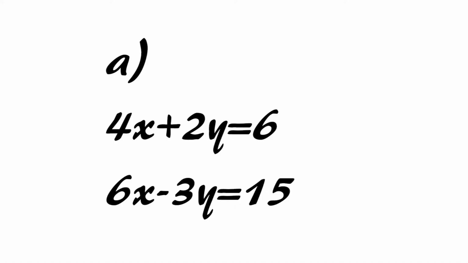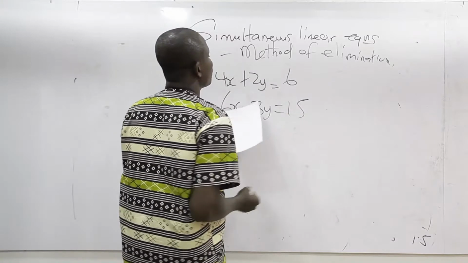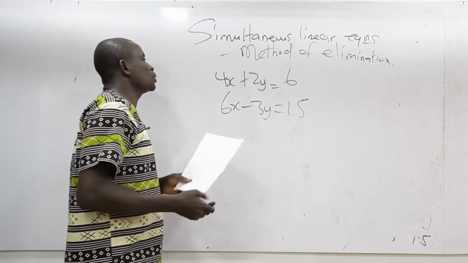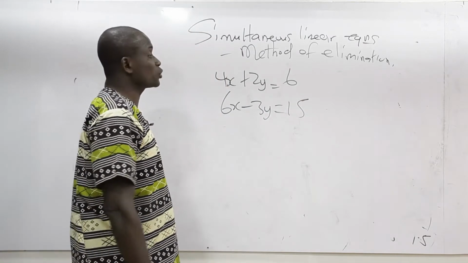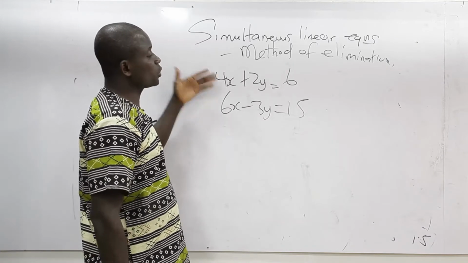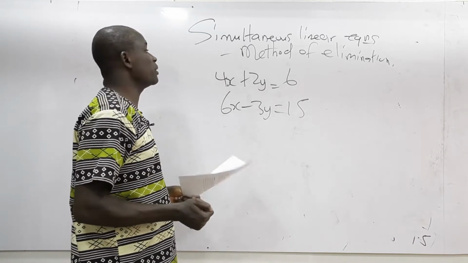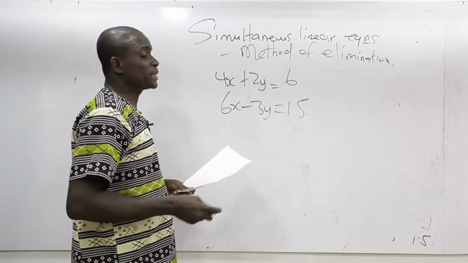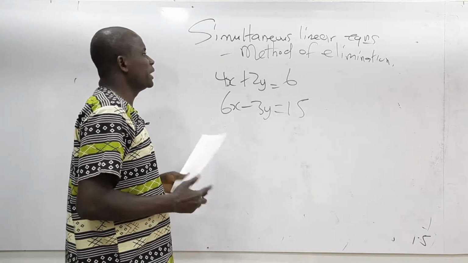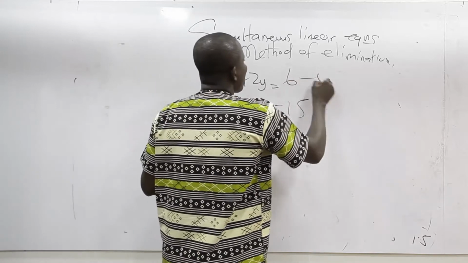So from your sheet, we have what? 4x plus 2y is equal to 6. Then 6x minus 3y is equal to 15. One will ask, why haven't you started solving the problem? Yes, I've started solving the problem. In the course of solving it, I will continue to reveal certain mysteries, certain aspects of this concept. Now, the question is, how are we going to solve this?